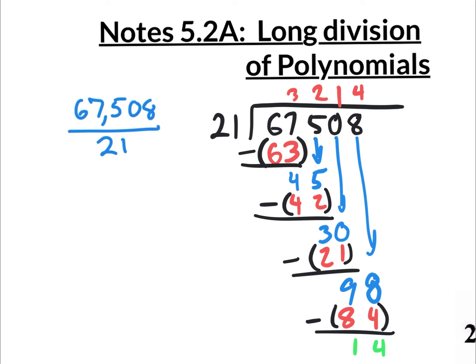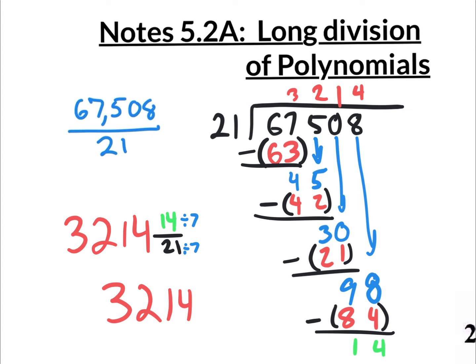So back in the 5th grade, you would put your remainder over the original divisor, which in this case is 21. So here's your final answer, 3,214 with the remainder 14 over the original divisor 21. That is the answer. However, the fraction 14 over 21, that could be reduced. So we might as well reduce by 7, both top and bottom, giving us the final answer, 3,214, and the fraction 2/3.